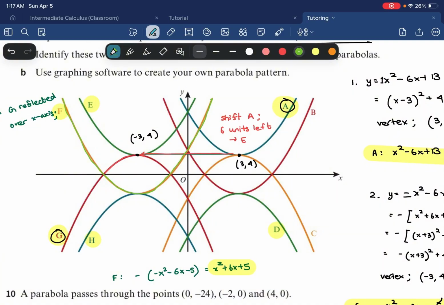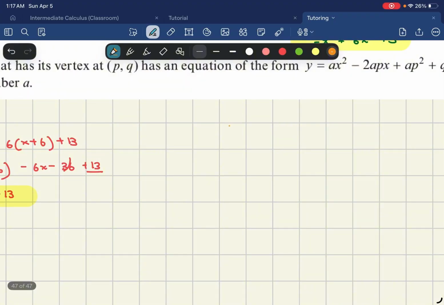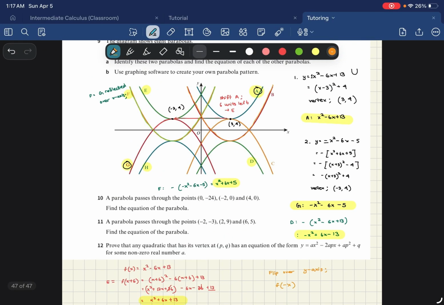Now, if you flip graph f over the y-axis, now I'm not flipping over the x-axis, I'm flipping over the y-axis, then I get graph b. And how do I flip over the y-axis? To reflect over the y-axis, you take f of negative x. Taking f of negative x gives you basically the graph flipped over the y-axis. So whatever your curve is, right? So f, I know the equation of f.